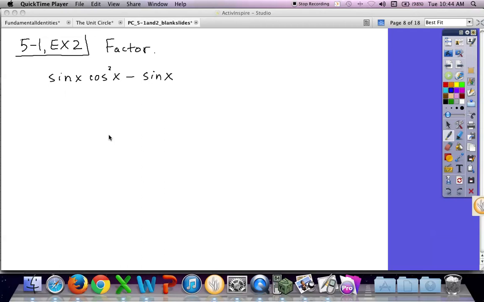This comes from the first section, and it's actually not a verify problem. It's just some practice factoring a trig expression. What kind of factoring does it look like we could do there? Factor out a sine, greatest common factor, right? If you have more than one term and they all have the same factor, factor it out. So we take out sine x, and we get cosine squared x minus 1.